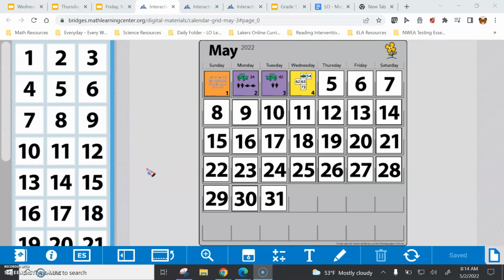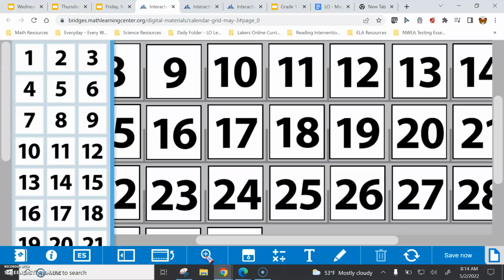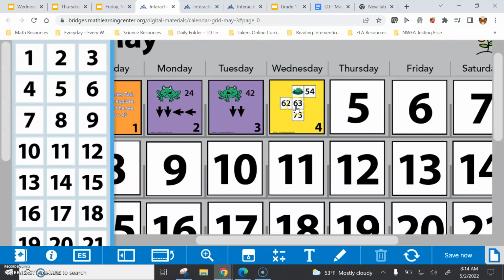Let's find out what is on our calendar. We've been hopping around with the frog Tad, going to different numbers on our hundreds chart. Let's find out what we'll explore today. Yesterday, we found out Tad was on the number 53. 53. Let's see where he'll go today.